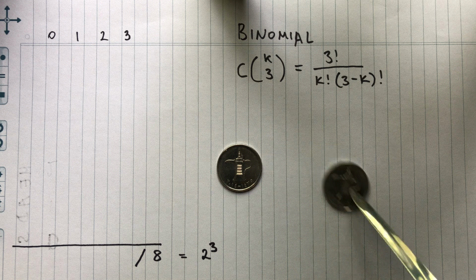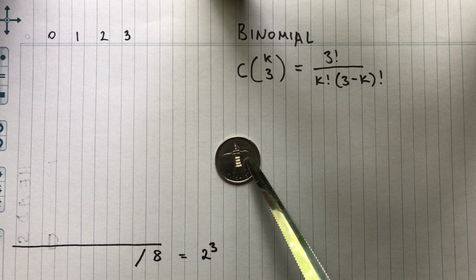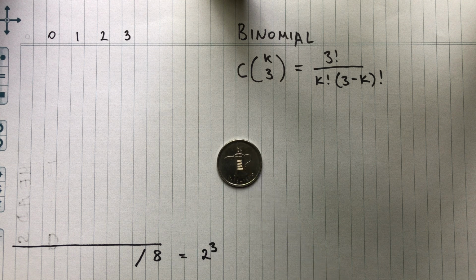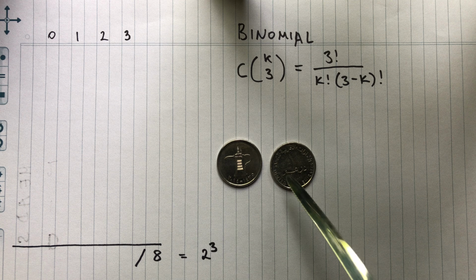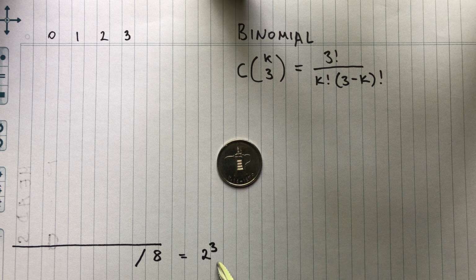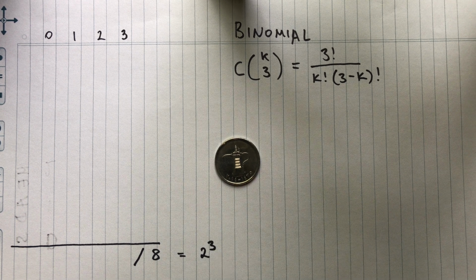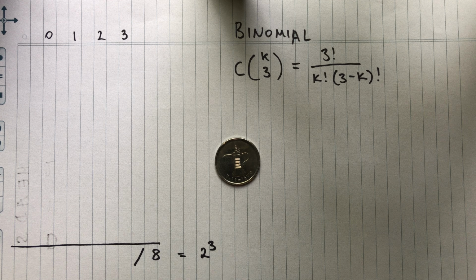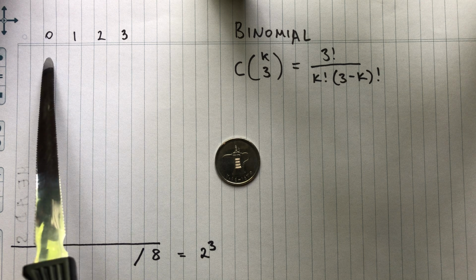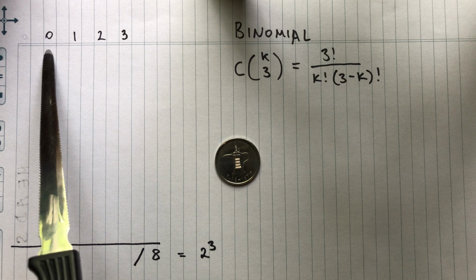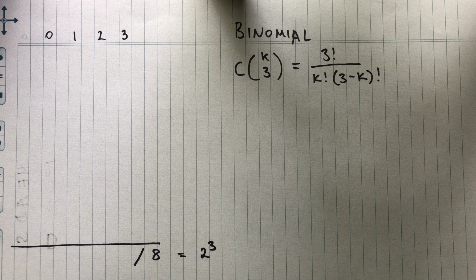We know that each coin toss can render either a head or a tail. So there's 2 possibilities for each coin toss, and we have how many tosses? We have 3. And that's why the total number of combinations must be 2 power 3, which is equal to 8, right? So for instance, for 0 heads, what would you get?